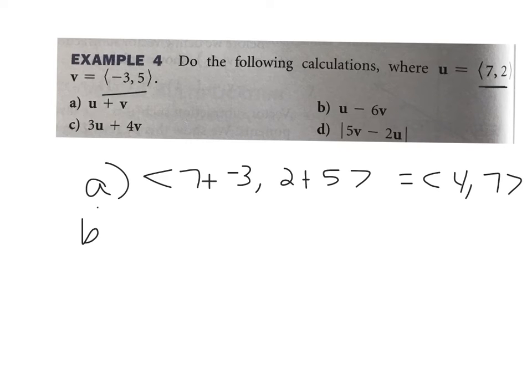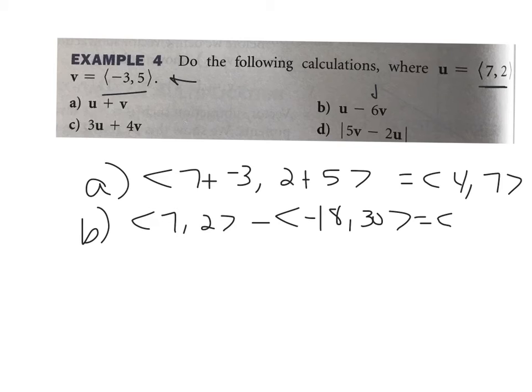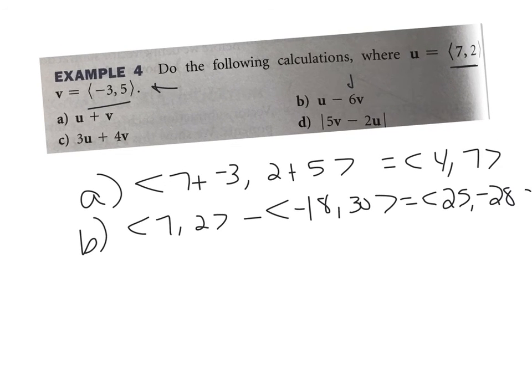Now part B, a little bit different because it has subtraction and it has a scalar. So I would do vector u, which is (7, 2), minus 6 times vector v. So I'm going to do 6 times vector v first, which is (-18, 30). And then I'm just going to do the subtraction. 7 minus -18, same thing as 7 plus 18, which is 25. 2 minus 30 is -28. And just like that, that's the subtraction.